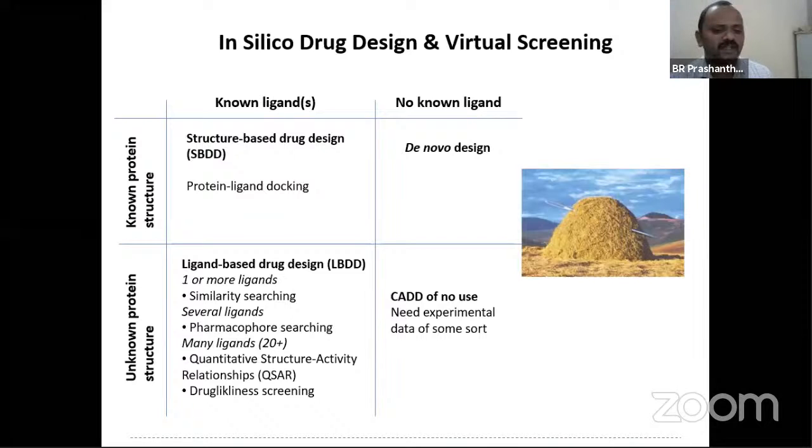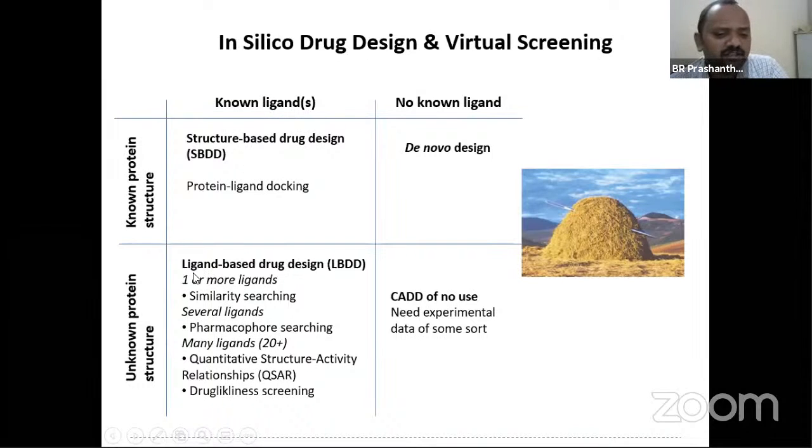Now, when known ligands are there but the protein structure is unknown, a lot of things can still be done with the known ligand structures. This is the third quadrant, and it is interlinked with the first quadrant, because in the first quadrant the ligands are also known. They both involve known ligands.